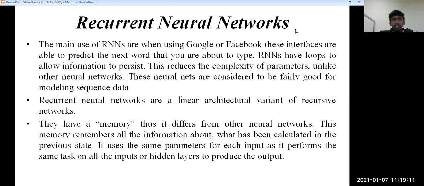So whenever somebody asks you what's the difference between ANN or CNN and RNN, RNN has memory, which is an add-on feature. Thus it is much more efficient than the existing mechanisms. This memory remembers all the information about what has been calculated in the previous state. It uses the same parameters for each input, as it performs the same task on all the inputs or the hidden layers to produce the output. So the memory concept or the memory ideology here is a much important thing to be noted when learning about your recurrent neural networks. Okay.